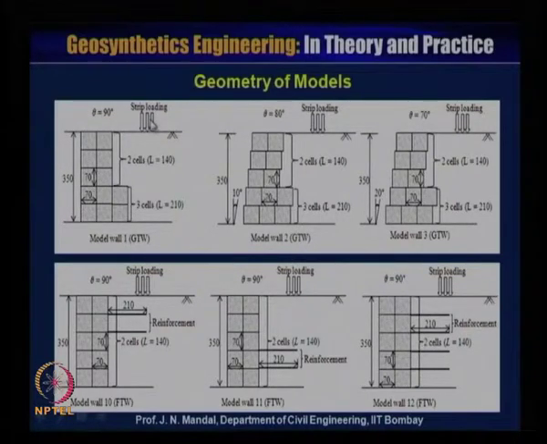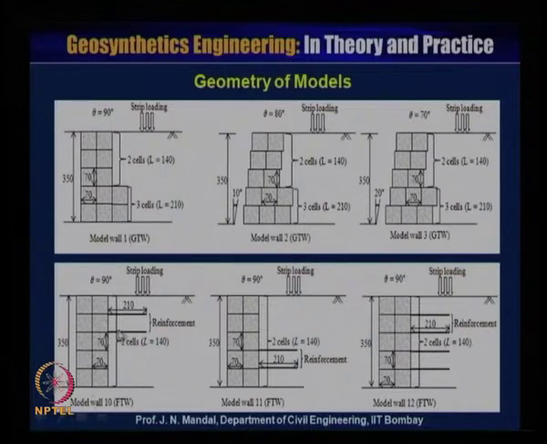Then you are applying the strip load here. Then this is another type. Here a batter of 10 is given, and this is height of the wall 350, and here theta 80, here 2 cell, L is 140, here 3 cell, L is 210. So similarly, here theta 70 degree, the angle is changing, here 2 cell, here again 3 cell, here the batter angle changes to 20 degree.